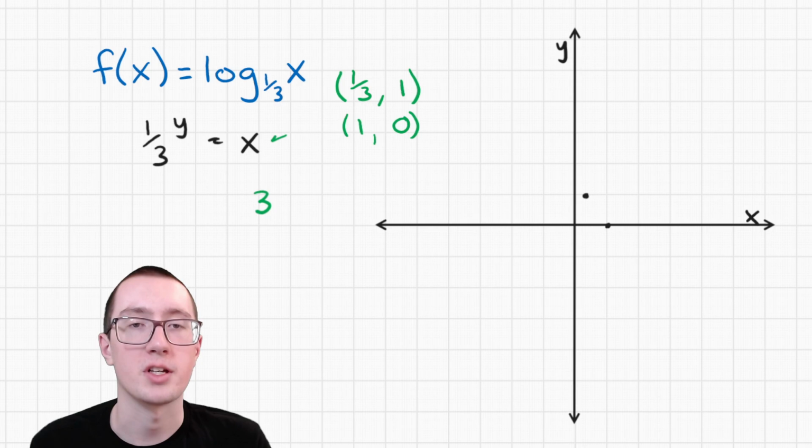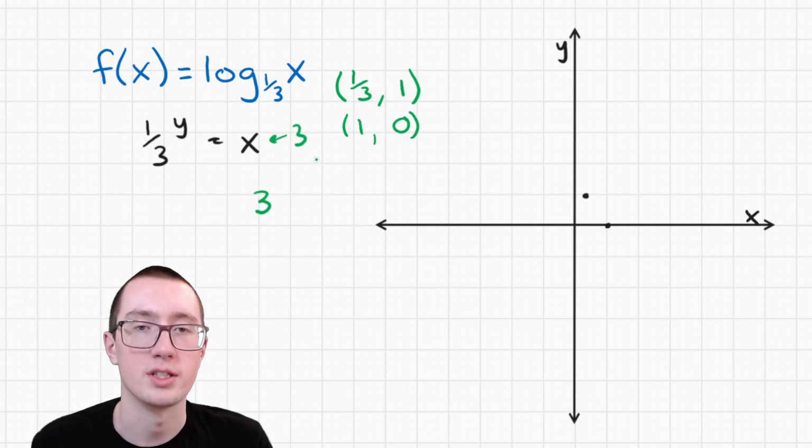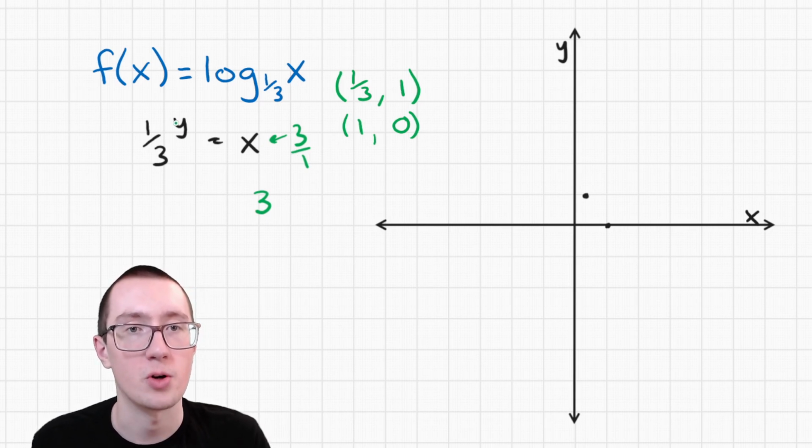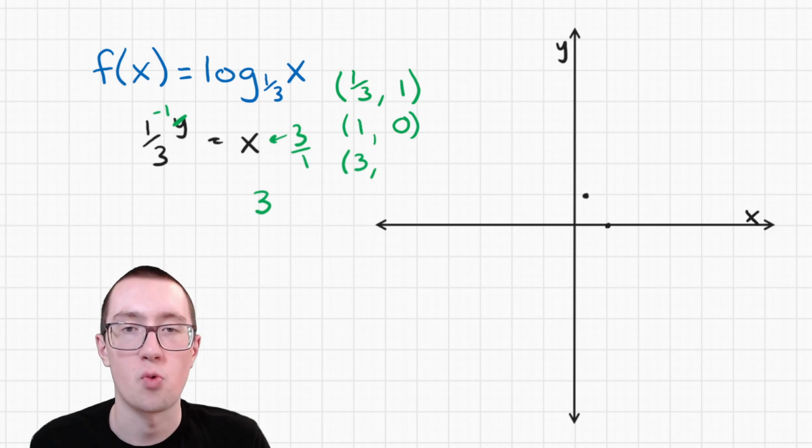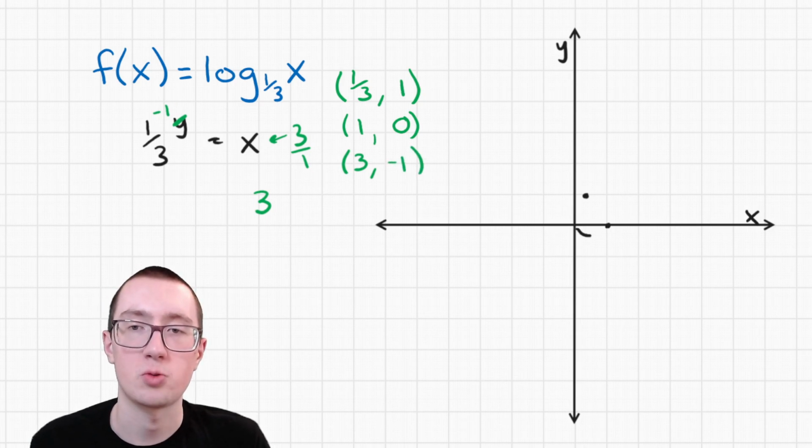And then finally, we plug in 3 for x. And remember that this is actually the same as 3 over 1. And we flip the fraction around. And the way you flip a fraction around with an exponent is by putting it to the power of -1. So that means that our last point is going to be 3 for x. And then when we put in 3 for x, we get -1 for y. So we have to go 3 squares to the right, and then we have to go 1 square downward. So it's going to be right here.